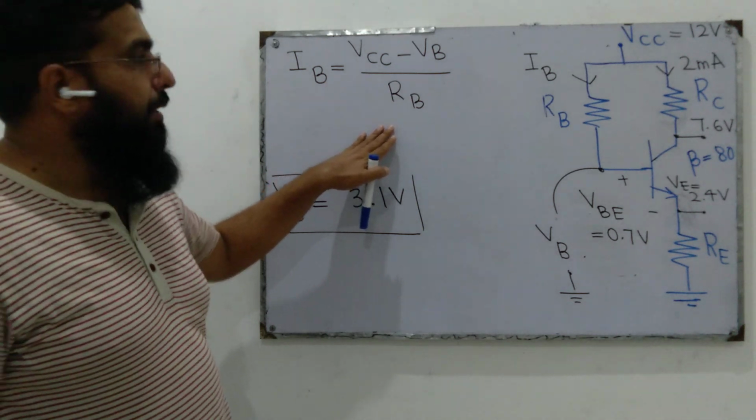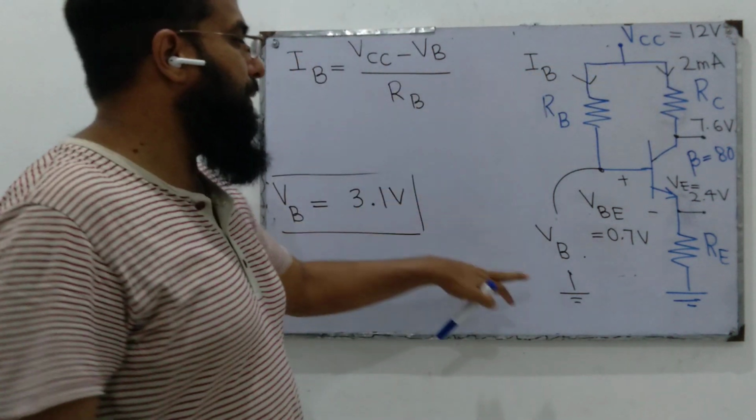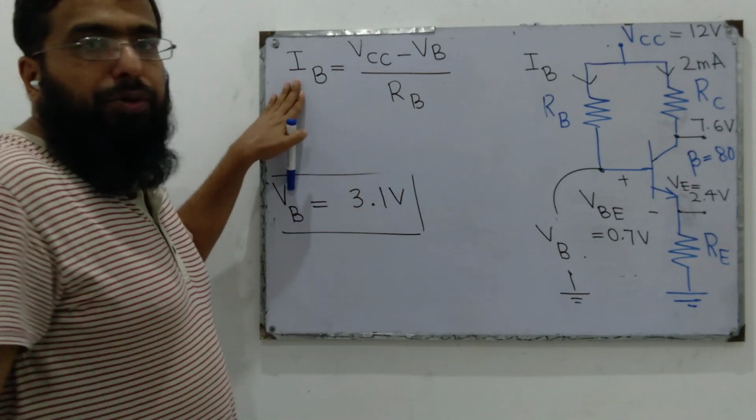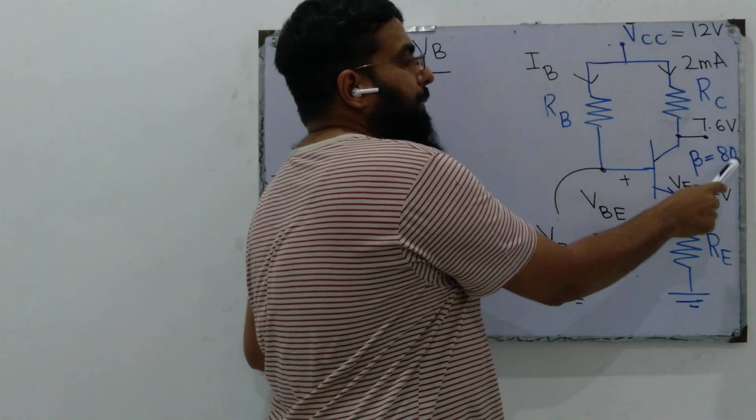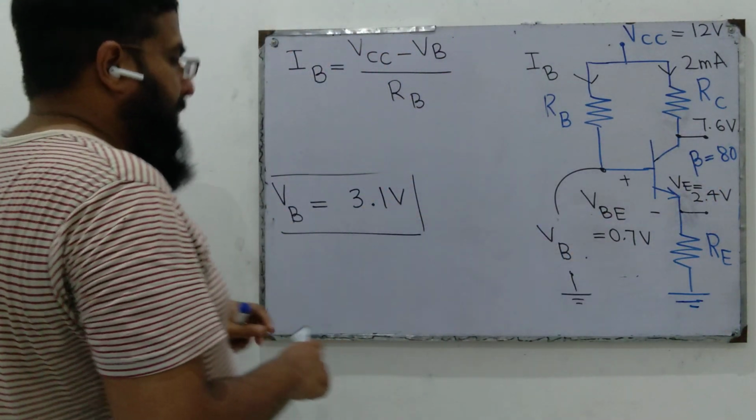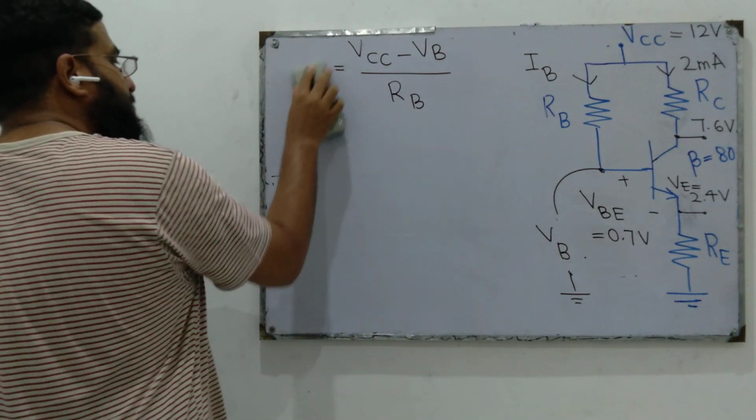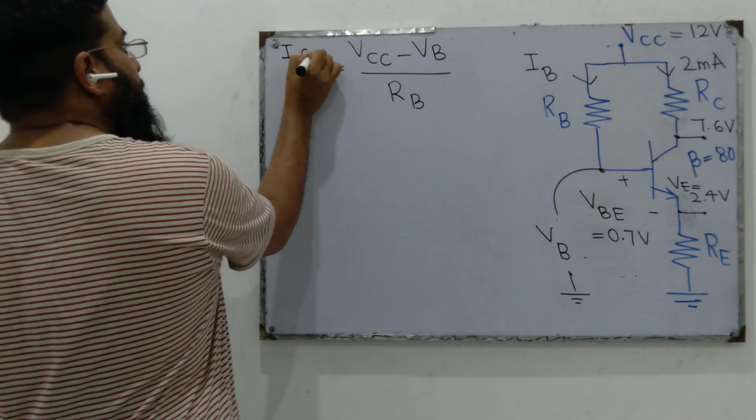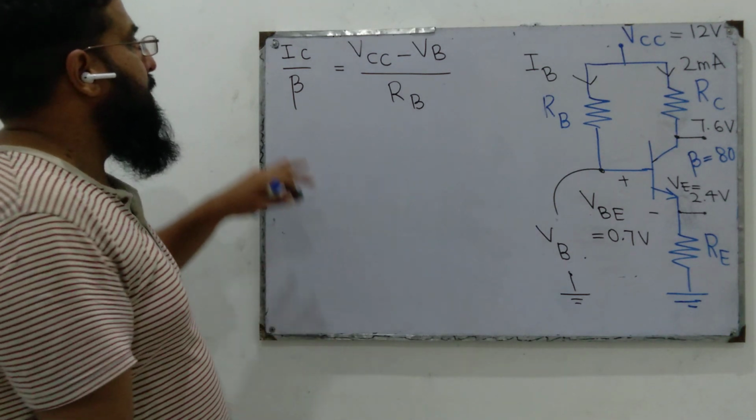Right, in this equation, we don't know RB, we know VCC, it's 12 volts, we know VB, we have just calculated, this is 3.1 volts. We don't know IB, but we can straight away calculate IB because we know IC, 2 milliampere. If you divide it by beta, it becomes IB. So IB can be written as IC over beta, because IC is beta times IB.